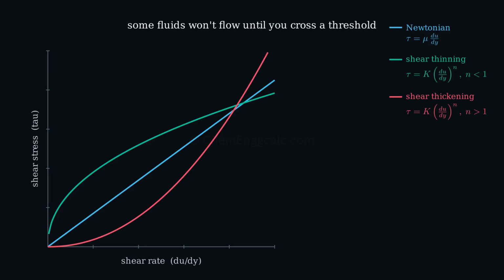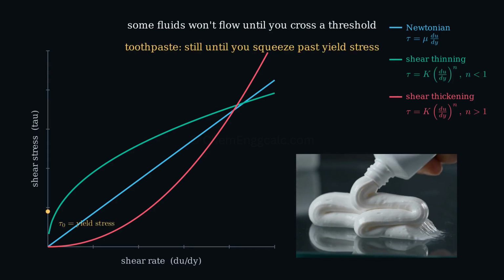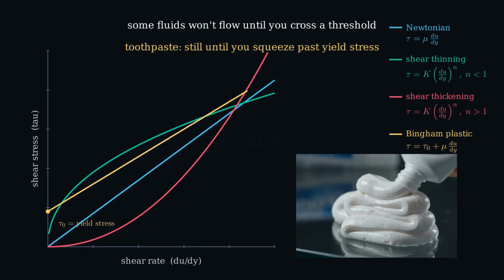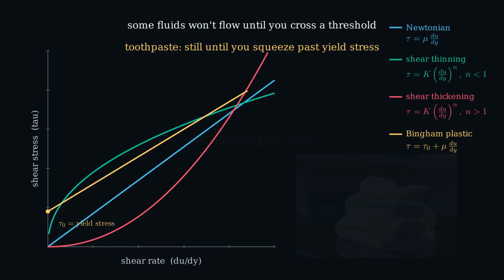Some fluids will not flow at all until you push past a threshold. Toothpaste sits still on the brush until you squeeze it. This is a Bingham plastic, needing a minimum yield stress before it flows.